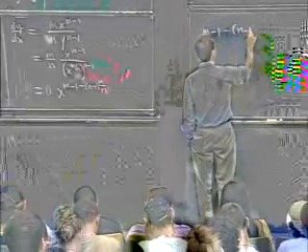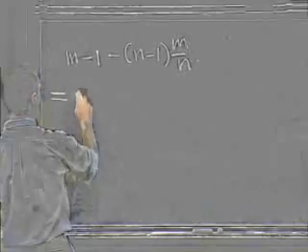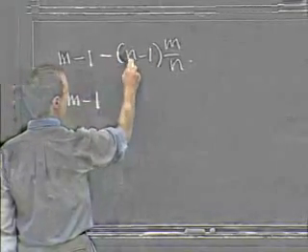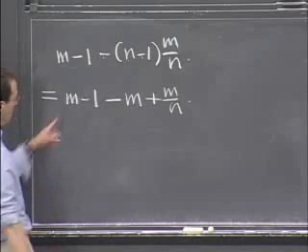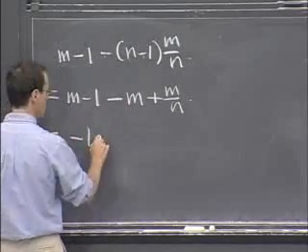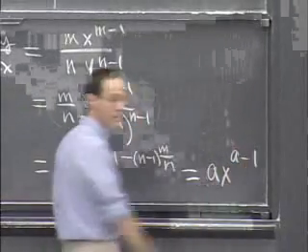So we have here m minus 1 minus (n minus 1) times m over n. If I multiply n by this, I get minus m, and if the second factor is a minus, that's a plus, and so it's plus m over n. So altogether, the two m's cancel, and I have here minus 1 plus m over n. And lo and behold, that's the same thing as a minus 1, just what we wanted. All right, so this equals a x to the a minus 1.